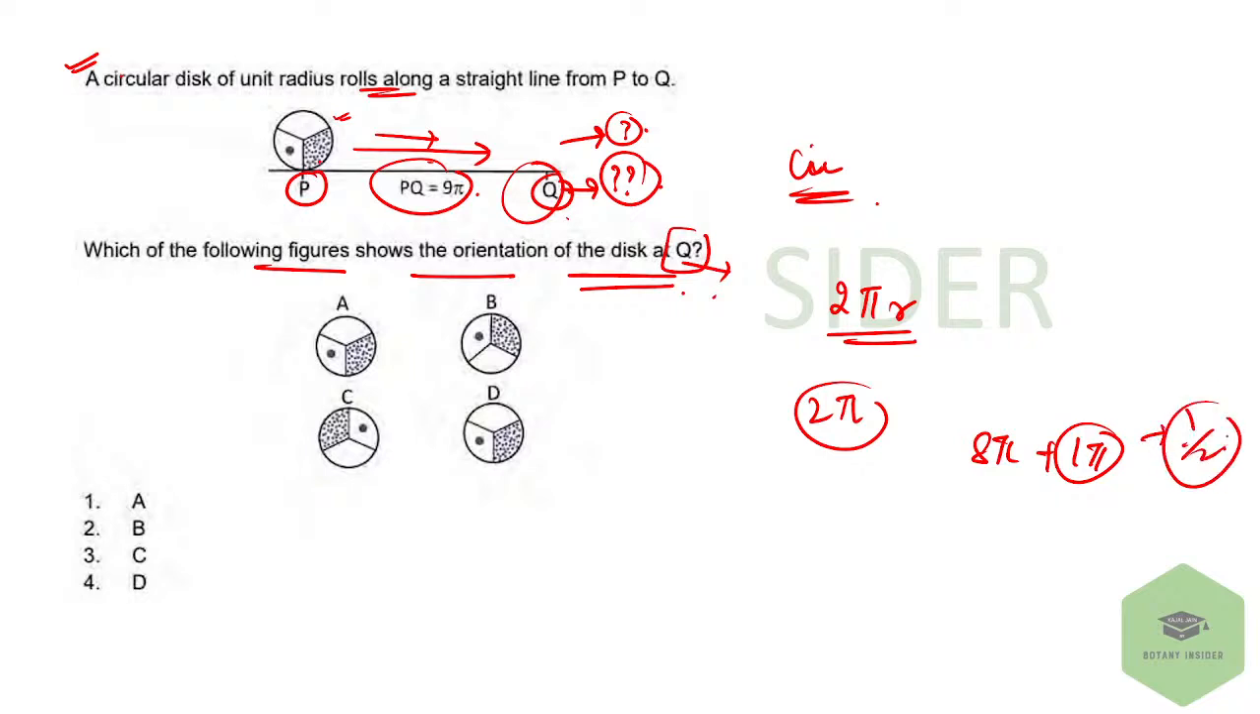So you'll see exactly the mirror image of the same, and hence C is the correct answer. So till 8 pi, it will be in the same orientation, but because the distance traveled is total 9 pi, half of the distance or half of the circle will be rolled in, and hence C is the correct answer for this particular question.